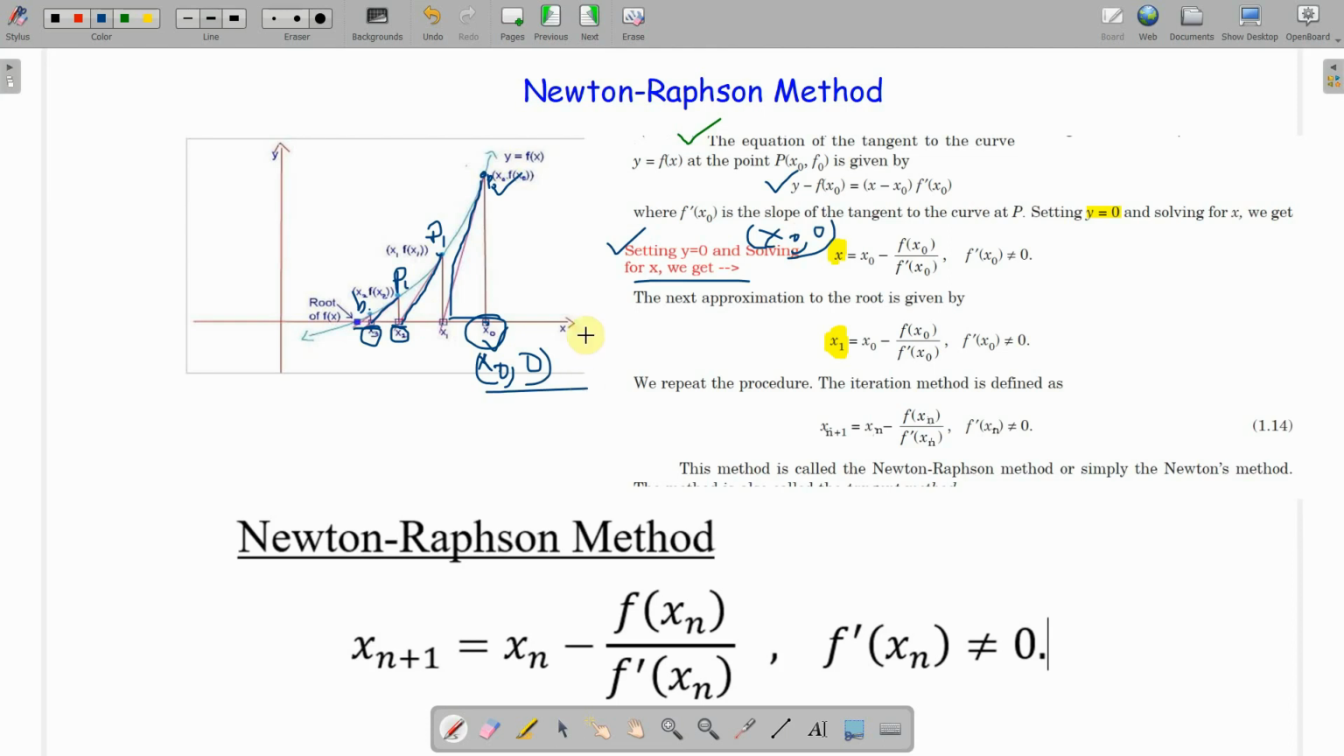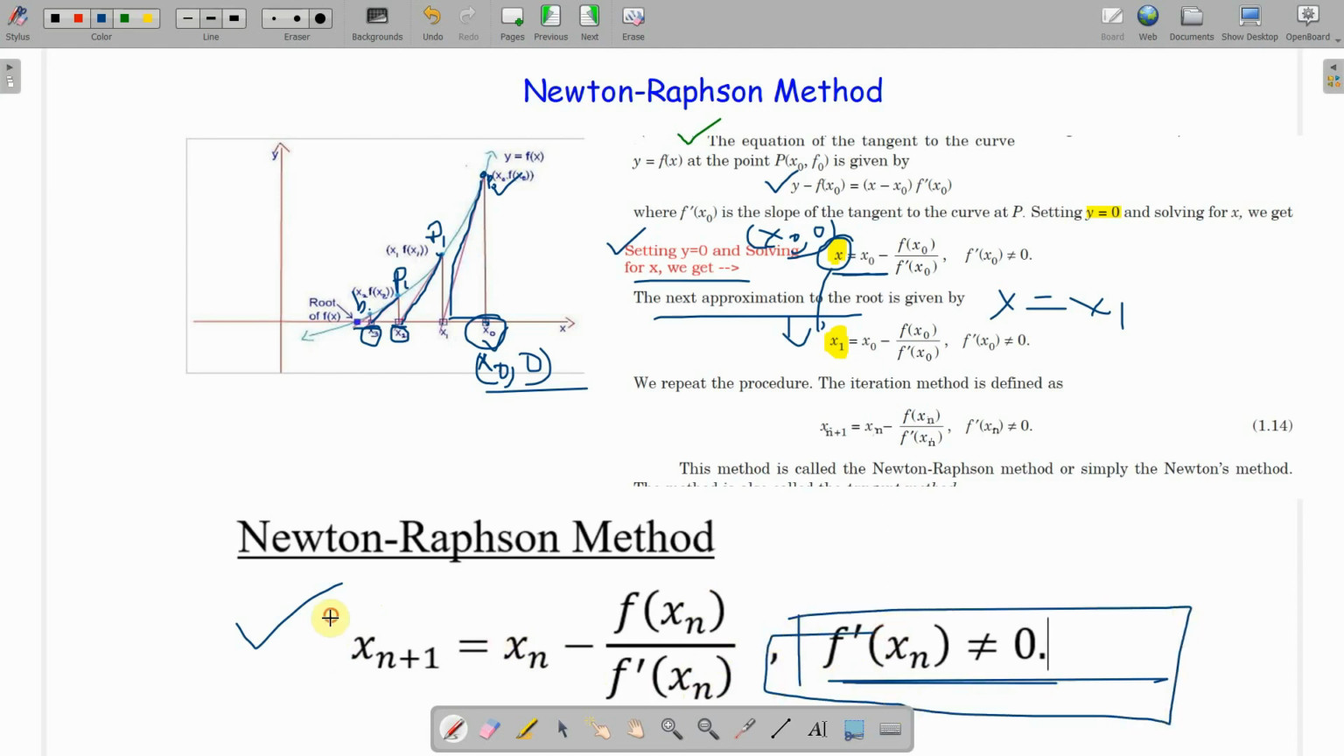So the next approximation to the root will be x1 equals to x0 minus f(x0) by f'(x0). So whatever we are calculating at the point (x1, 0), that's giving you the idea of the x1 value. Then again we will be repeating the procedure. By doing so, you will have the result of Newton-Raphson: x(n+1) equals to xn minus f(xn) by f'(xn), provided this f'(xn) is not equal to 0. So that's your final outcome from the theory, and you have to remember this, because based on this you will be solving the problems.